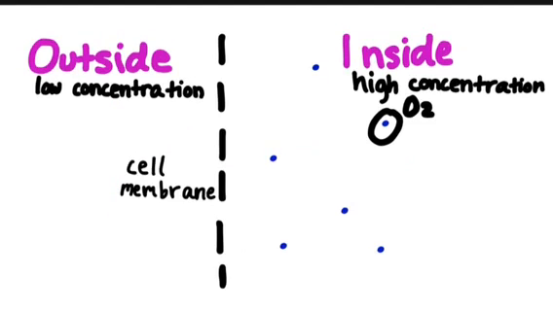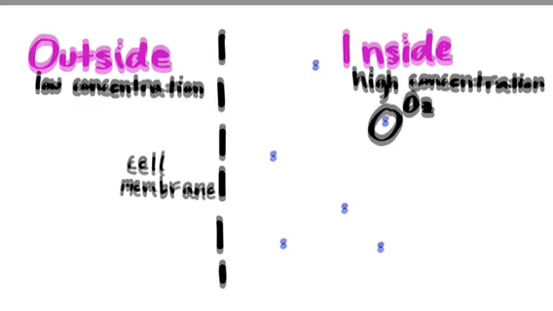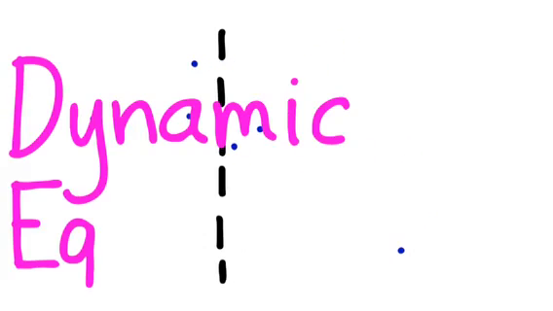The outside has low concentration, while the inside has high concentration. The substance moving is oxygen. The oxygen is going to move from high concentration to low concentration. They are now colliding to get to an area of low concentration so they can reach dynamic equilibrium.